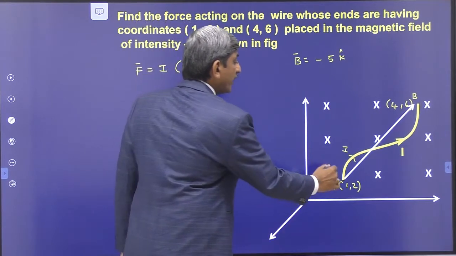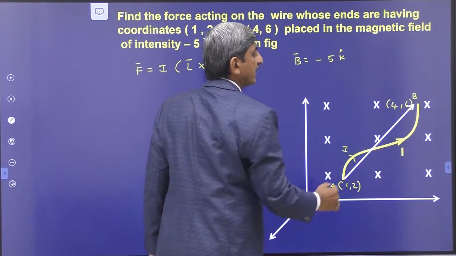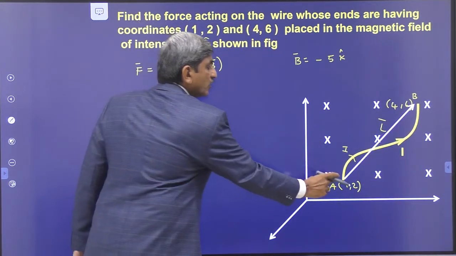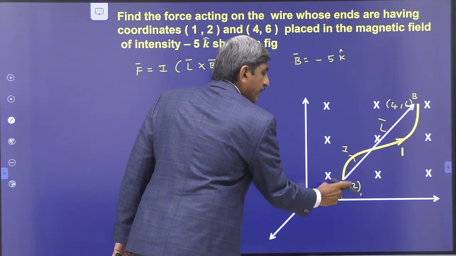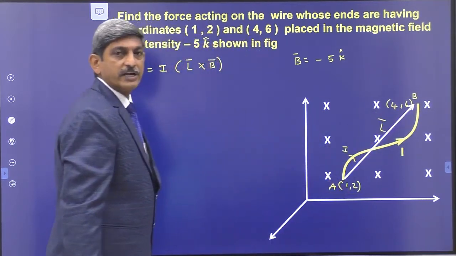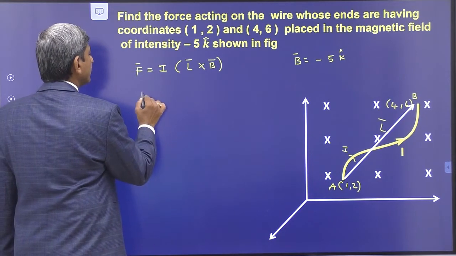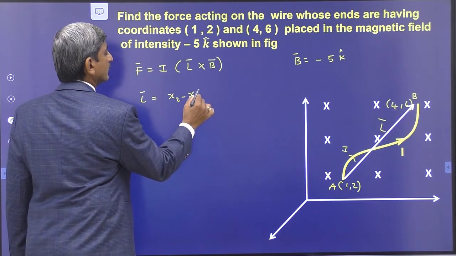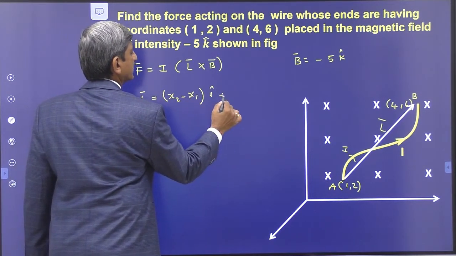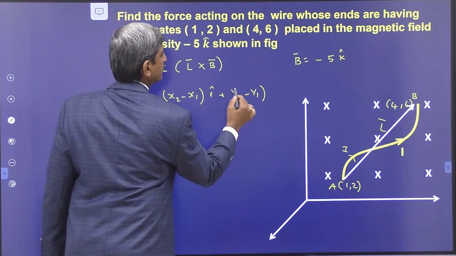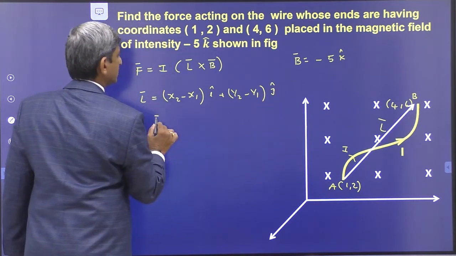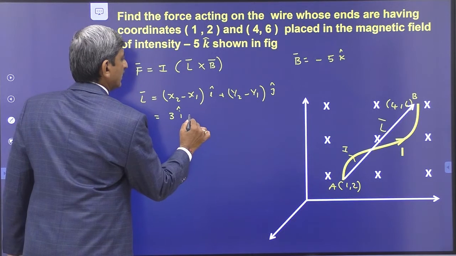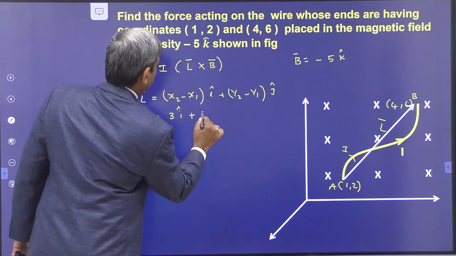Let us join the initial point and final point by means of a straight line vector. This gives the length vector. We know the coordinates of the beginning of the wire and also the coordinates of the ending of the wire. From that, the length vector can be determined by the formula L bar is equal to (x2 minus x1) I bar plus (y2 minus y1) j bar. This is equal to 3 I bar plus 4 j bar.